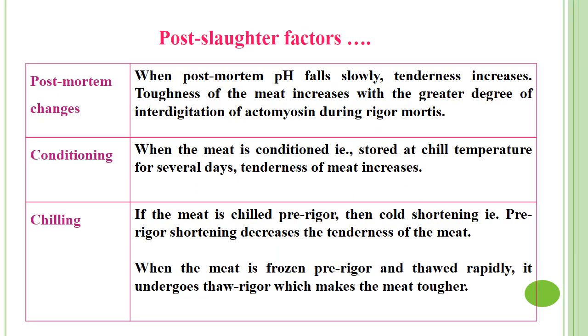We are discussing the post-slaughter factors for tenderness. The first one is post-mortem changes. When post-mortem pH falls slowly, tenderness will be increased. Toughness of the meat increases with the greater degree of interdigitation of actomyosin during rigor mortis. So if the pH fall is slow, then the ultimate pH is achieved very late, and that leads to improper tenderness. The other conditioning or aging changes also will not be ideal.